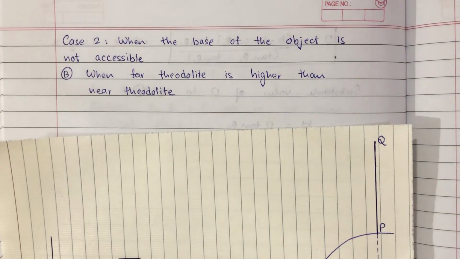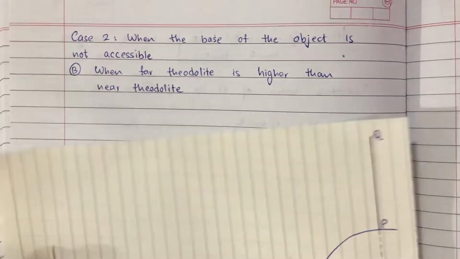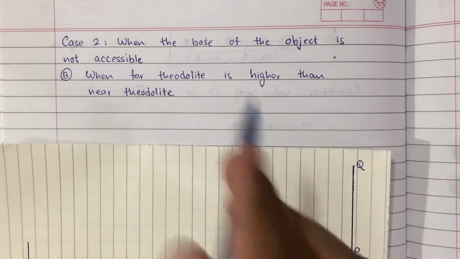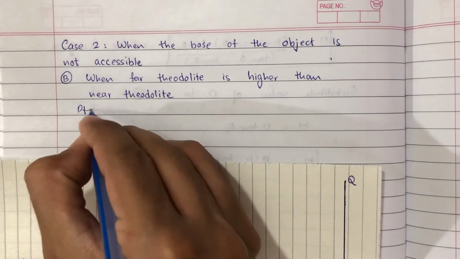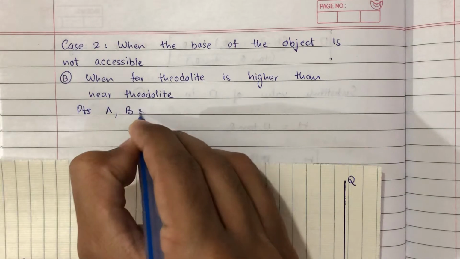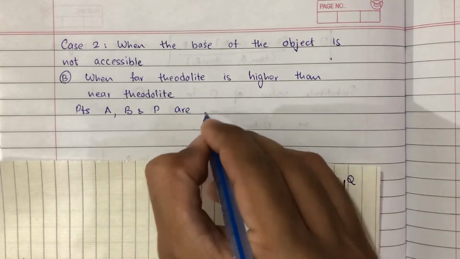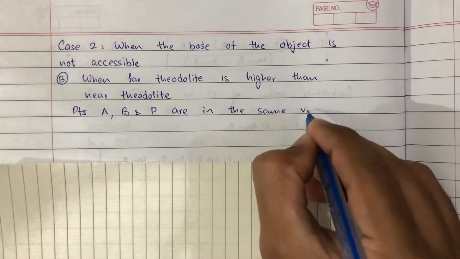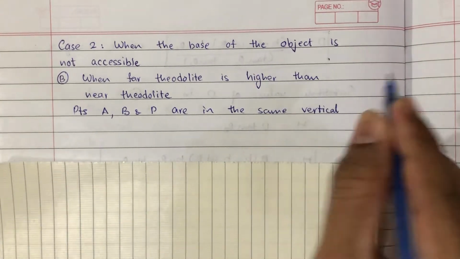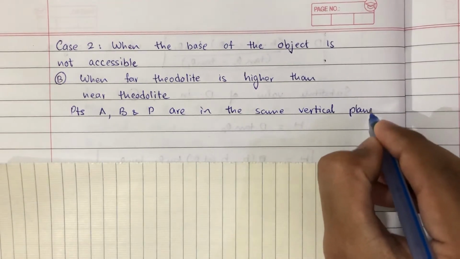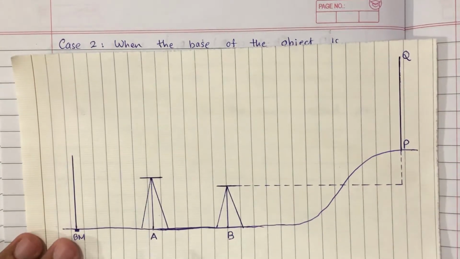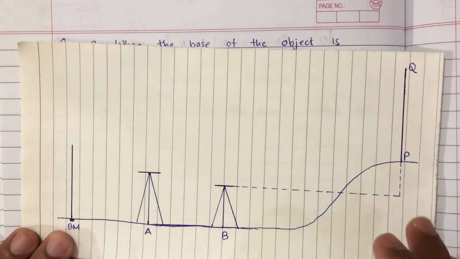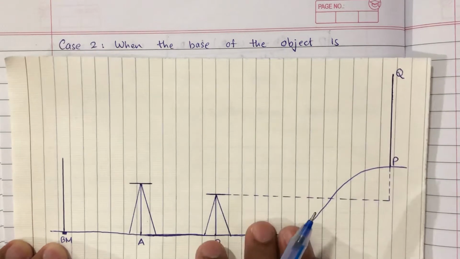Now what are we assuming in this? We are assuming that these points A, B and P are in the same vertical plane. Point A is the far theodolite, B is the near theodolite, and P is the foot of the tower.